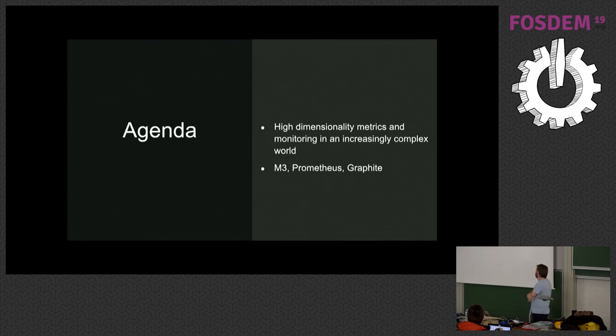What I want to mainly talk about is high cardinality metrics, where I think the challenges in monitoring at scale are beginning to show. And then I'll talk a little bit about M3, Kubernetes and Graphite.